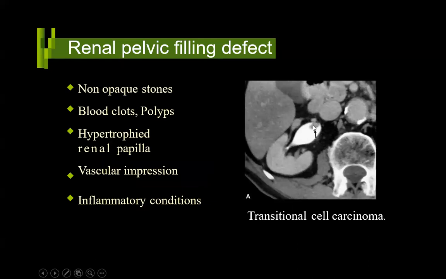When it is small, there are a few other differentials like polyps or blood clots. They can also give you filling defects inside the renal pelvis. Then obviously you need to make sure that there are no blood clots or polyps inside.